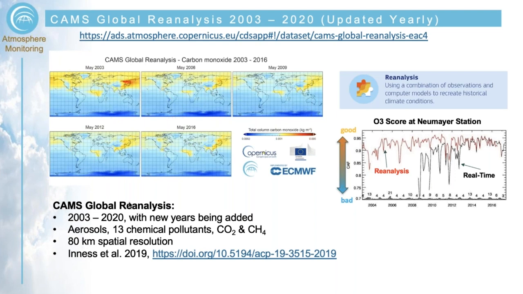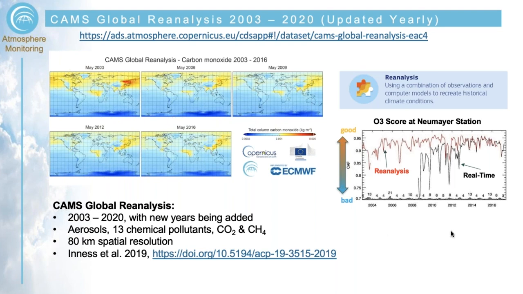Our reanalysis covers the period of 2003 to 2020, and it all uses a consistent model setup for that whole period. And then we provide information on aerosols, chemical pollutants as well, and also greenhouse gases. This reanalysis runs at a spatial resolution of about 80 kilometers. And a paper documenting the reanalysis and the technical aspects of it is given in this paper by my colleague, Antje Inness, from 2019.